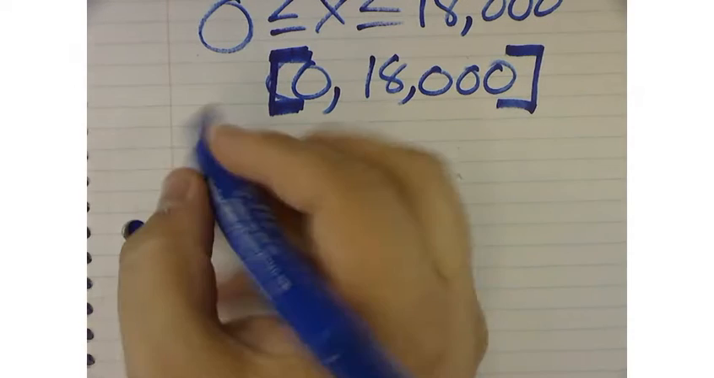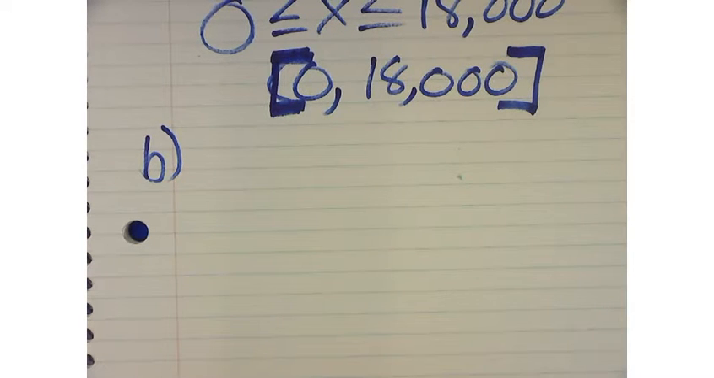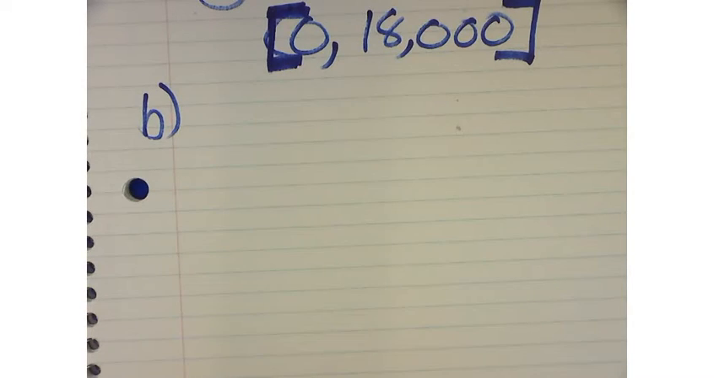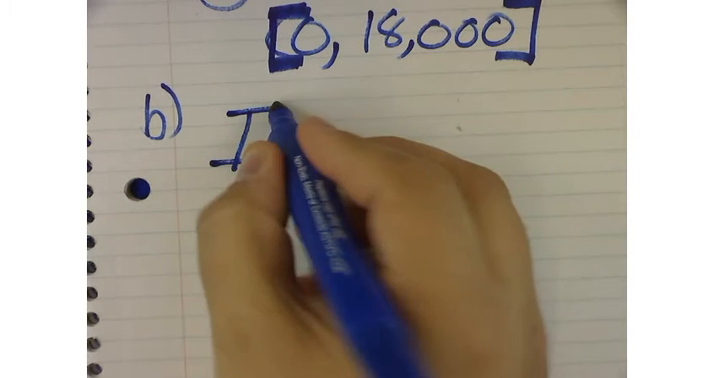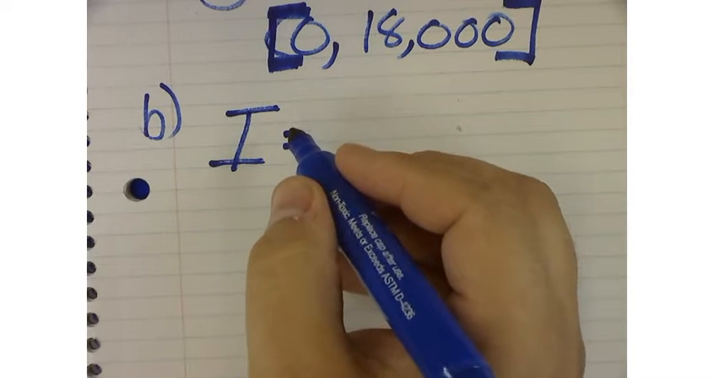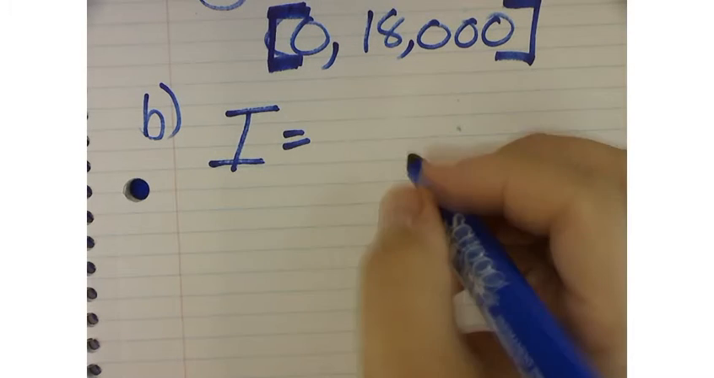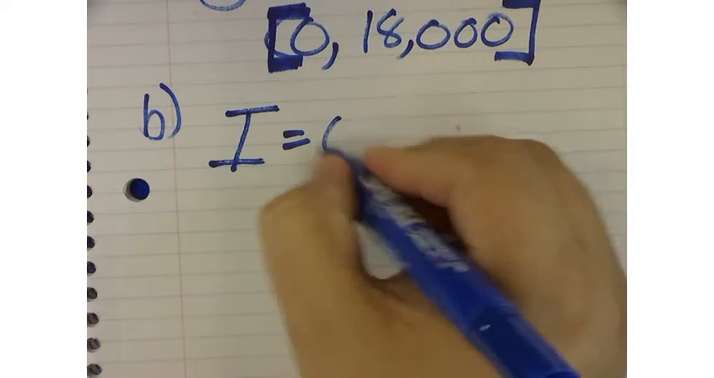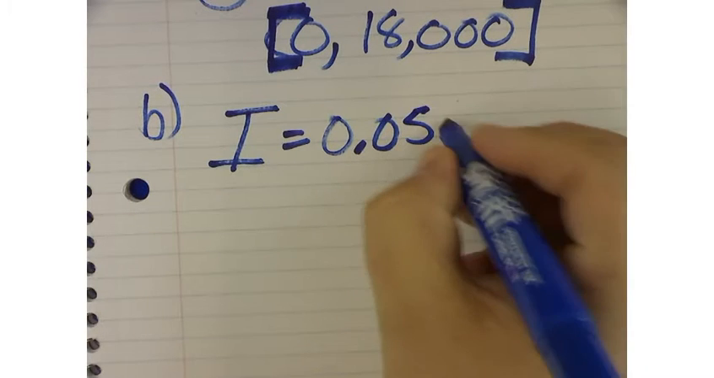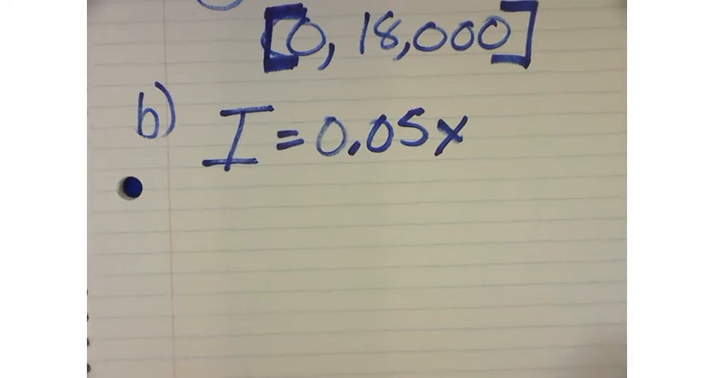Part B says, if Mary Ellen invests X amount of dollars at 5%, write the equation that describes her total interest. All right. So to calculate the interest, she's going to take X amount of dollars, and what do you multiply the X by to get the interest? 5%, which is what as a decimal? 0.05. So I'm going to say 0.05x.